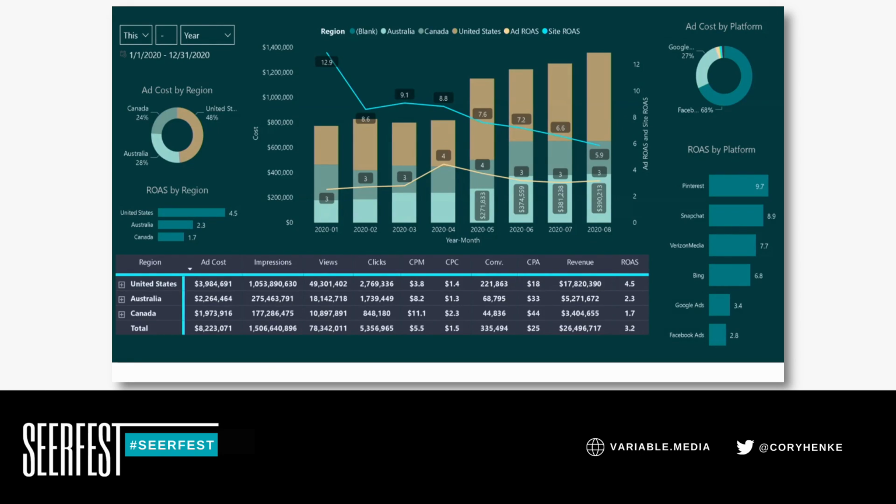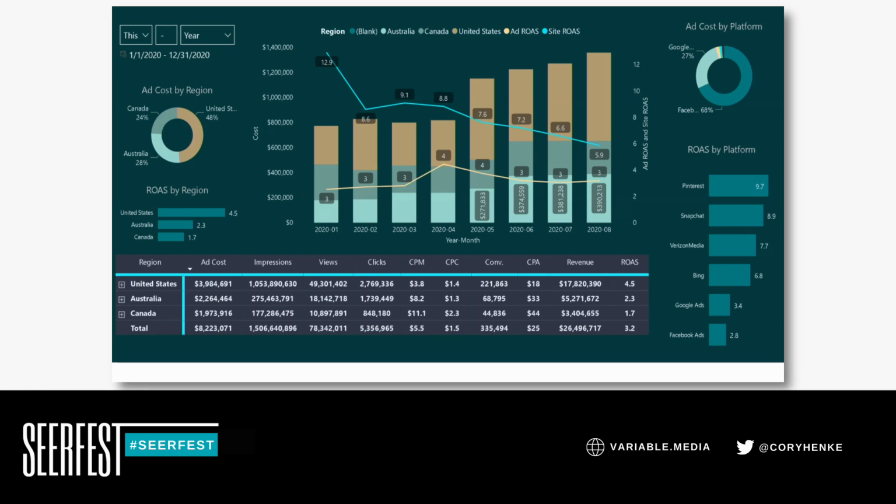On the bottom, you will get a table with the regions and a comparison. In this comparison of the regions, what you will find is that you have your ad costs, your impressions, your views, your clicks, your CPM, your CPC, which is your cost per click, your conversions, your CPA, your cost per acquisition, what it takes to acquire a customer, your revenue, as well as your return on ad spend in the last column. To the left, you will see ad cost by region, return on ad spend by region.